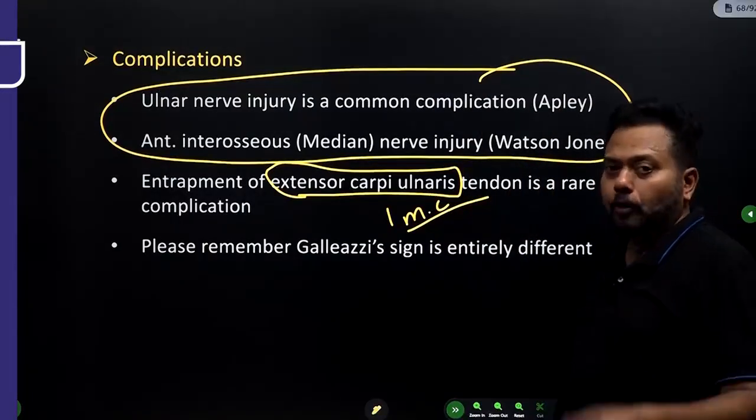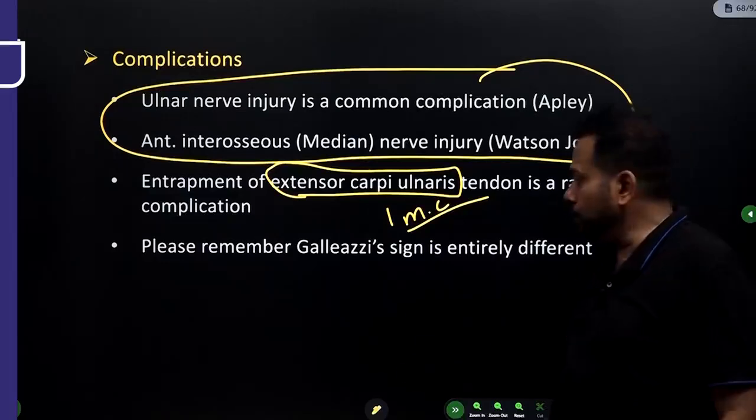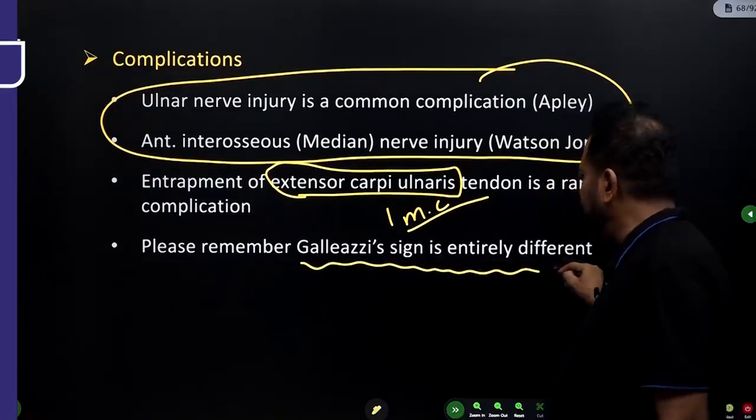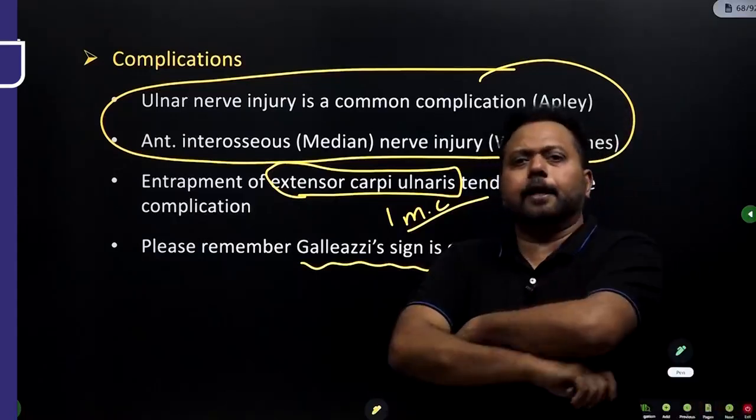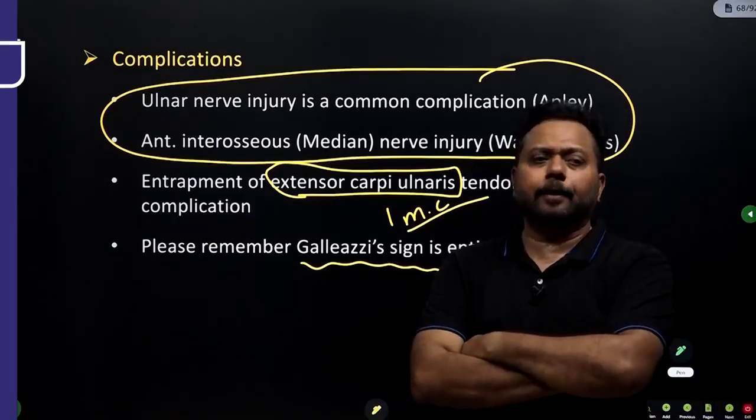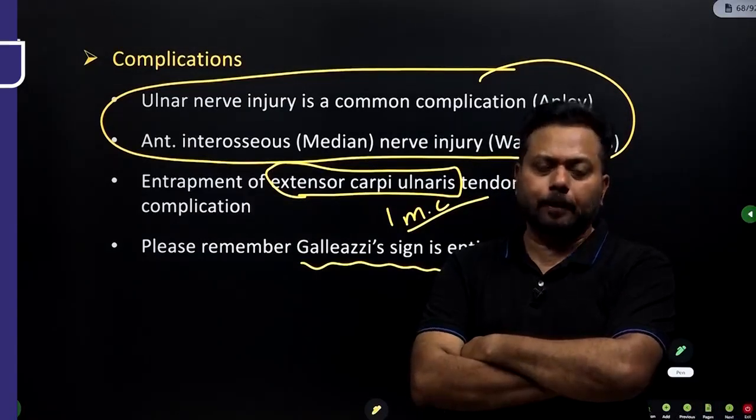So far what we have seen is called Galeazzi fracture. Galeazzi sign is entirely different. Galeazzi sign, just for recollection's sake, I will tell you, we had read in the topic congenital dislocation of hip, the other is called developmental dysplasia hip.